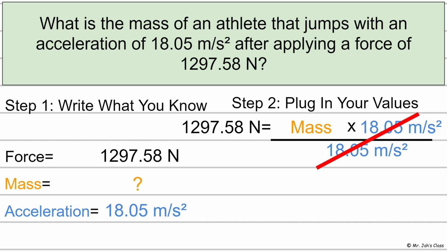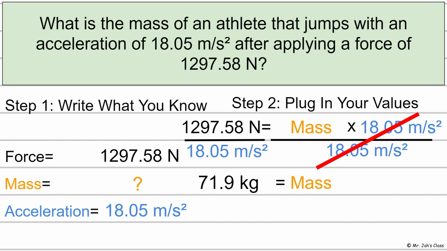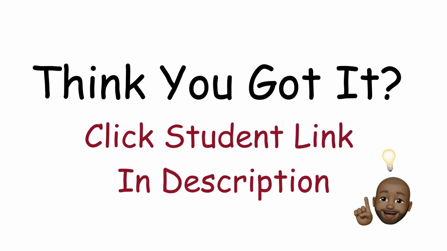That cancels it out. And whatever we do to one side of the equation, we have to do to the other side. So therefore, mass is equal to 71.9 kilograms. And that is how you solve for mass.